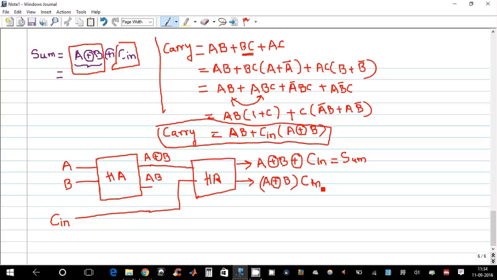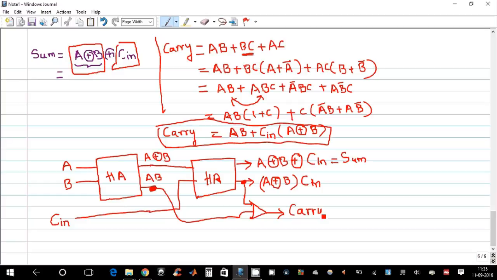Why? Because the carry of the two inputs of a half adder is nothing but the AND operation, so it will result in the AND of this input with this input. Now we are left with one input here, that is AB. We can bring this here, and with this output we can do the OR operation of these two inputs, which will result in our carry.